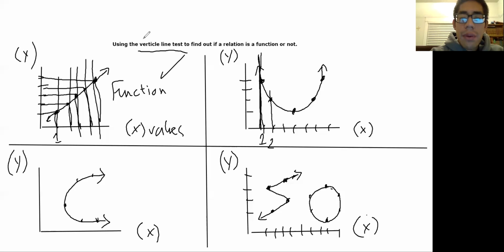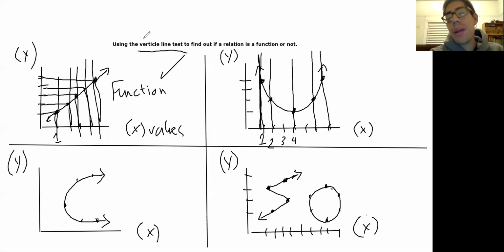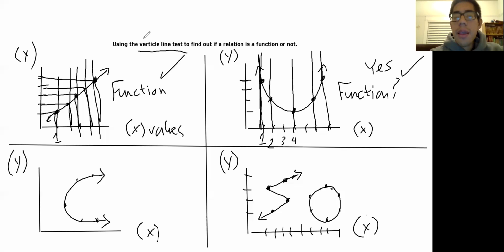What about this one? Well, this one, there's no other dots. 3, 4. This one also passes. This one also passes, and this one also passes. I know that one's weird, but the point is every single dot is the only dot on that vertical line. So is this a function? Yes, it is. They both pass the vertical line test.